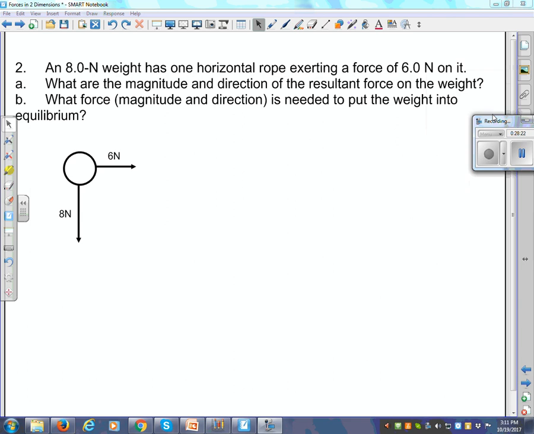Okay, well, let me get you started here. An 8 newton weight has one horizontal rope exerting a force of 6 newtons on it. What are the magnitude and direction of the resultant force on the weight? How do you find the resultant of these two forces? A squared plus B squared equals C squared. You add them tip to tail.